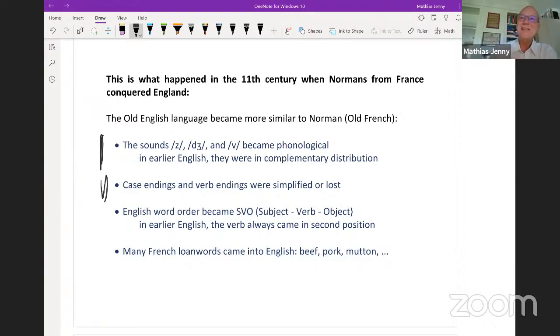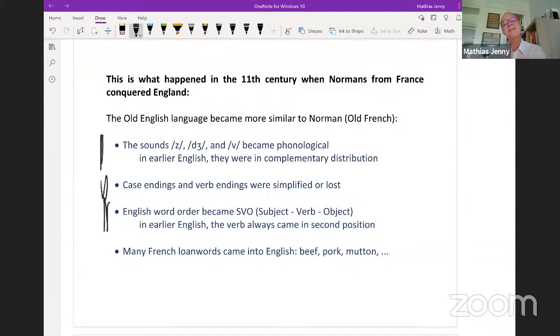Then English case endings. We saw examples of language change, how English became more simple over time. This started at this point, that case endings and verb endings, like the morphology, was simplified. This usually happens when there are many L2 speakers of a language. When many speakers learn the language, don't learn it perfectly, and then just make it more simple. So the morphology of English changed. English word order changed. It became more like French.